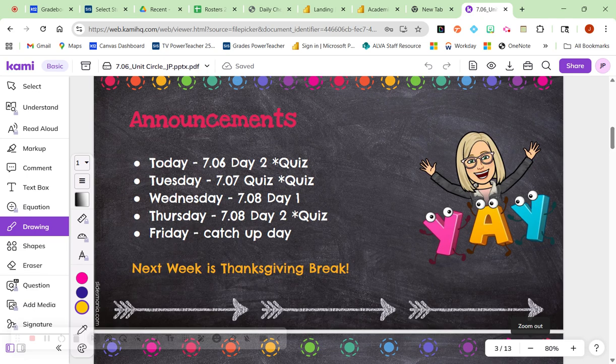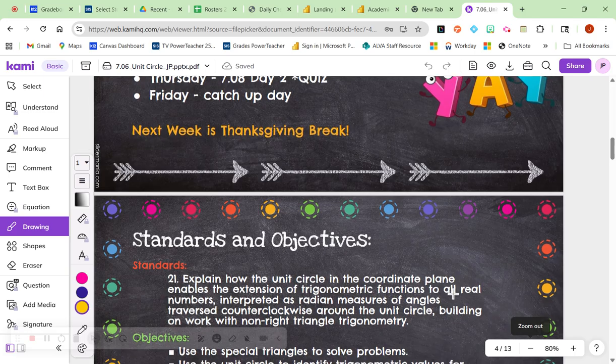Quarter 2 end dates are December the 9th for teacher graded assignments and December the 11th for computer graded assignments, and the end of the semester will be here before you know it.